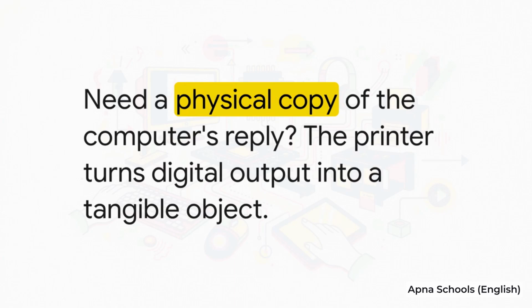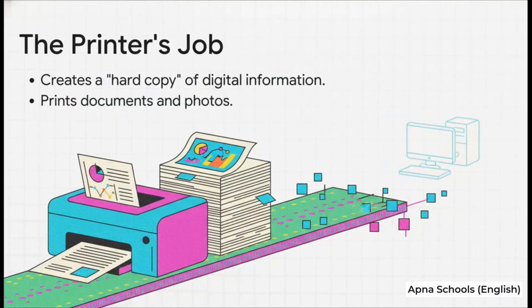But you know what? What if you need that reply in the real world? What if you need something you can actually hold in your hand? Well, that's where the printer comes in, turning that digital output into a physical object. Printers create what we call a hard copy, and that's a really big deal. It's the main way that output can jump from the digital world back into our physical one, giving you something real you can hold, or sign, or share.